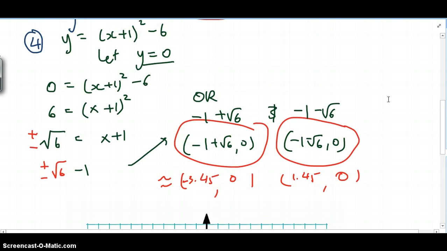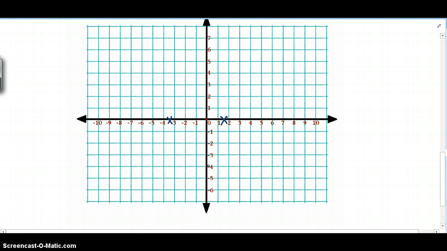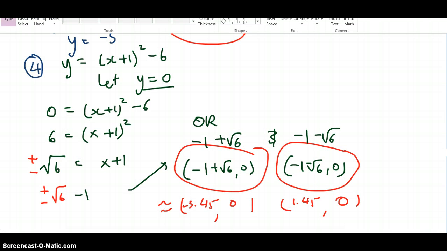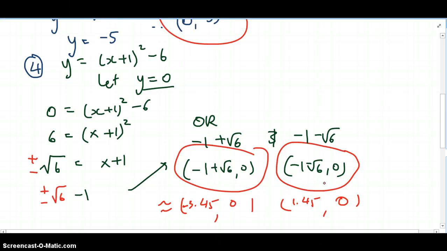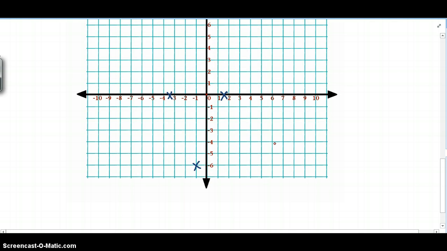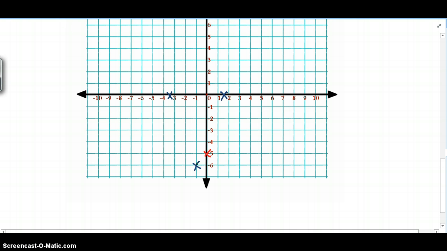And let's look at the other points that we have. We have (-1, -6). So I'm going to draw that as my turning point, (-1, -6), right there. And we don't need this last point because remember, as with parabolas, we only need 3 points to plot the graph. However, I'm just going to put in (0, -5), just because we calculated it, which is right there. So if we join up all these points, what the graph should look like is something that looks like this. Hopefully, crossing my fingers for a good, accurate graph.